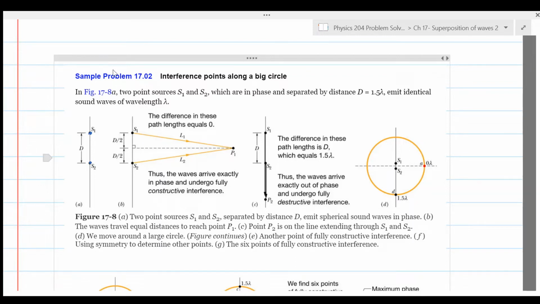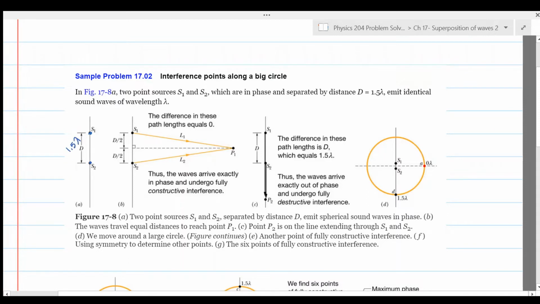Hello, so in this problem we are studying interference points along a big circle. We're given two point sources S1 and S2 which are in phase and separated by a distance d equal to 1.5 lambda, where lambda is the wavelength of the sound waves emitted by these two sources. And of course these are identical sound waves which are in phase. We're studying different situations and different points at which we want to know what kind of interference we will have between these two emitted waves.